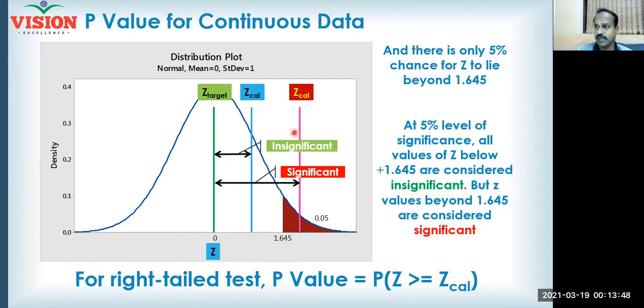Suppose the calculated Z value in your study falls in this region. You can understand that the calculated Z value will definitely be more than 1.645. When the calculated Z value is more than 1.645, and you calculate the probability of Z being more than 1.645, it will certainly be less than 5%. And so the probability of significance is found to be less than the level of significance, and hence we reject the null hypothesis. So this is a case with respect to a one-tailed test.